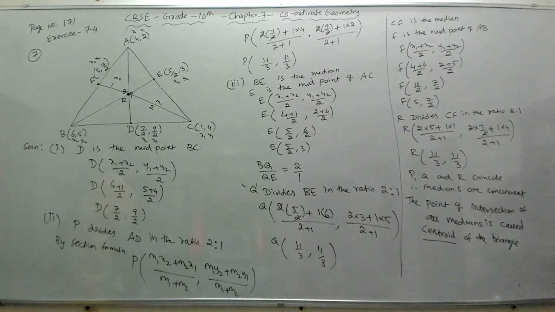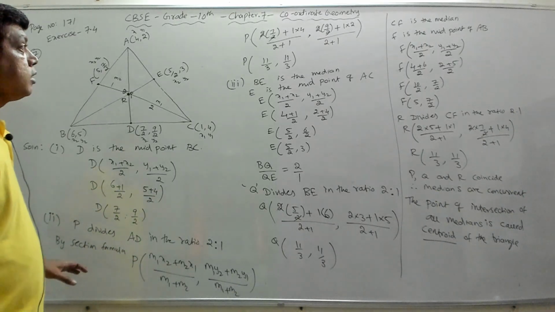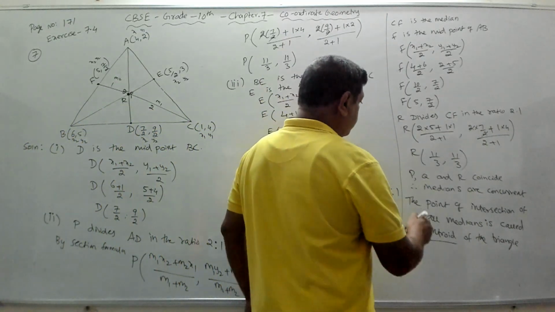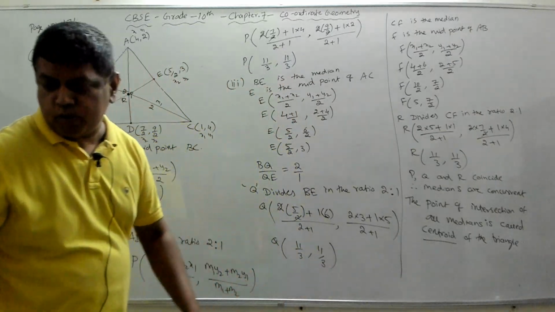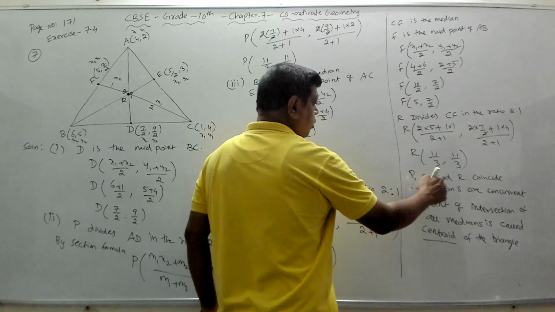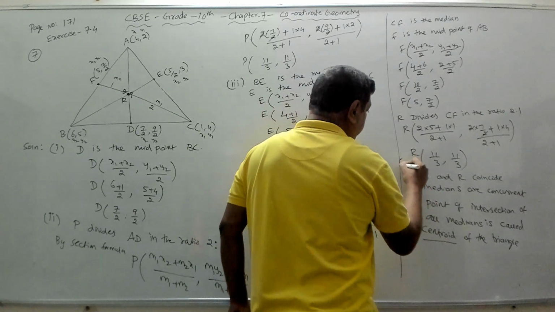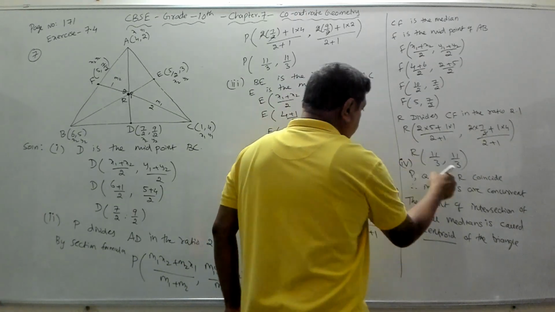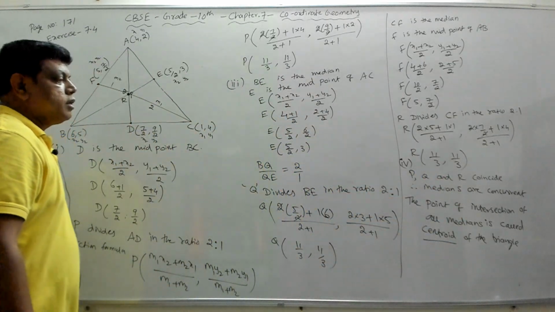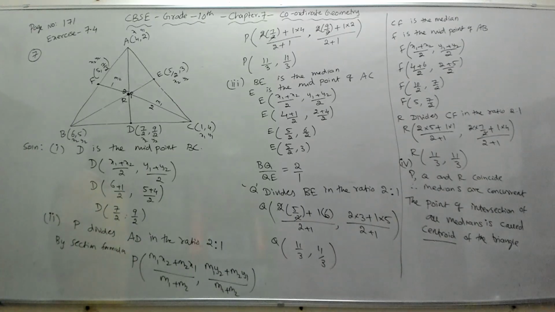Right? So we answered the first, second, third, and the fourth is the observation. What do you observe? We observe that all the 3 points are the same. They are coincident. This is your fourth part of the answer. Fourth is P, Q, R. All the 3 coincide, and that is called the centroid of the triangle.